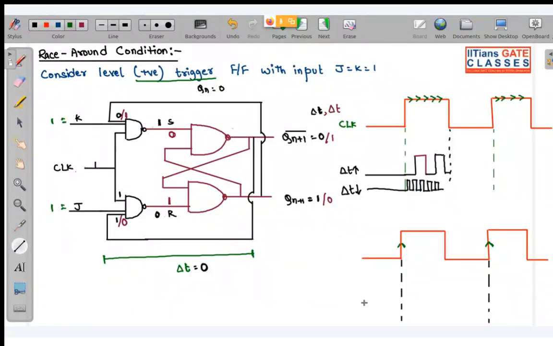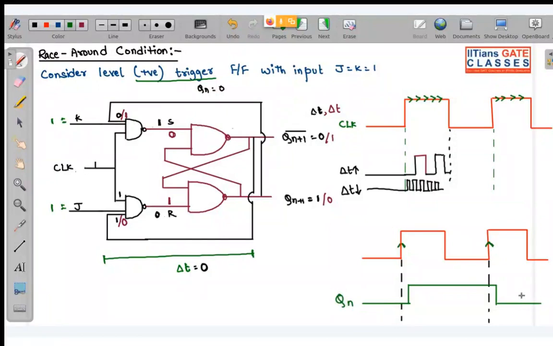Our output is allowed to transition only at the active clock edge. If there is del t propagation delay, and if we are starting from 0, then after del t time, this will become 1. And once again, after del t time, this will again transition from 1 to 0. Okay. So if this was an active edge triggered flip flop, then your output Qn will look like this.